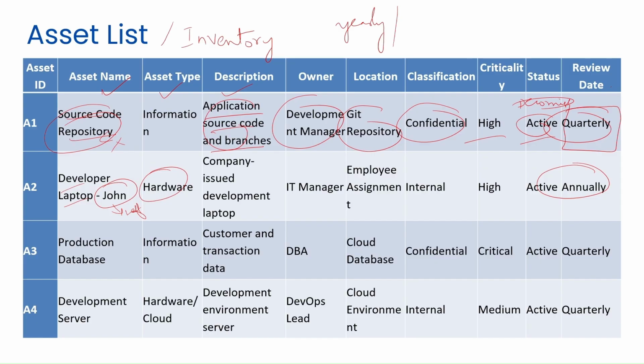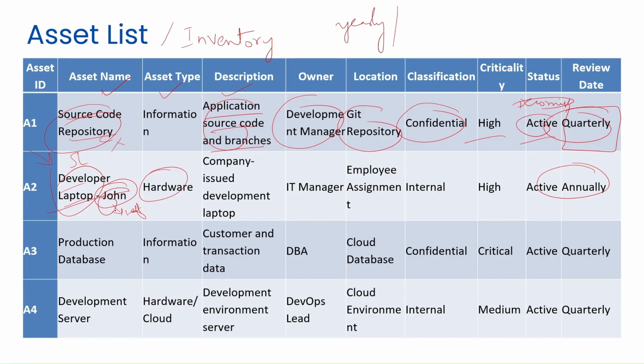It is very important to review this asset list every now and then, because sometimes, as I said here, for example, John left the organization, or sometimes the device itself becomes defective. At that point of time, you decommission it and then bring a new device with a new serial number. So at that point of time, you have to update your asset list as well.